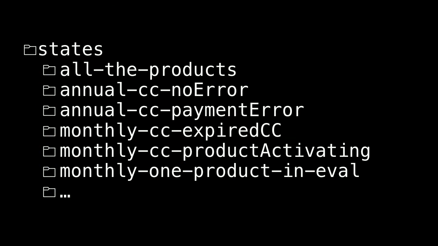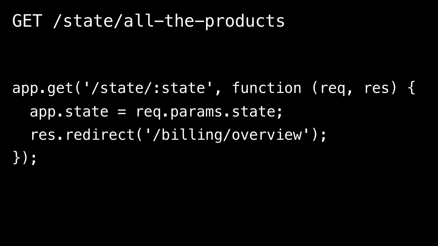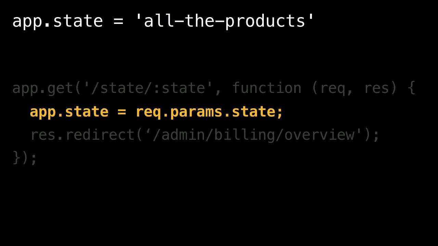Using a bit of imagination, you can imagine that inside each of these directories are JSON files that represent that particular state. So in the all the products directory would be a set of JSON files that represents all the products. With this, we needed to change the mock server a bit again, and that was a way for us to change the state of the mock server. So if you wanted to change to all the products, simply hit the get request state all the products, and that would change the app's state to all the products. App in this case is mock server.